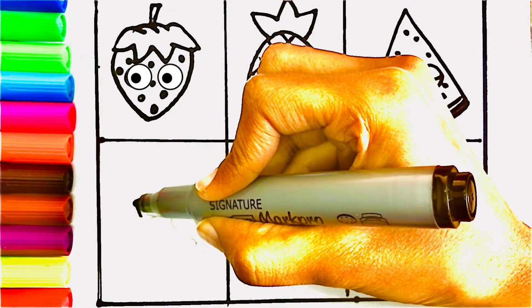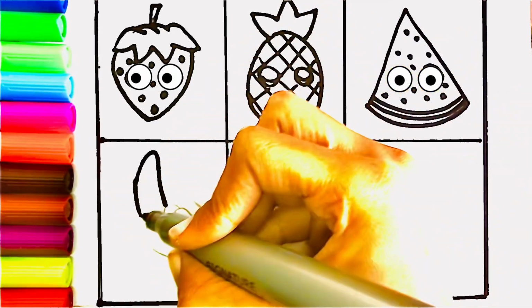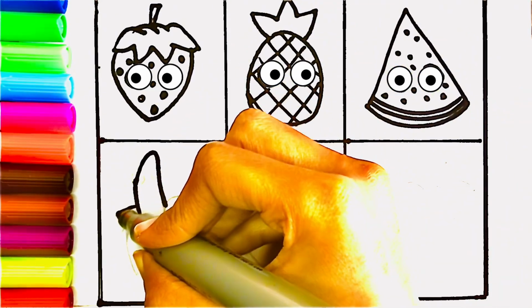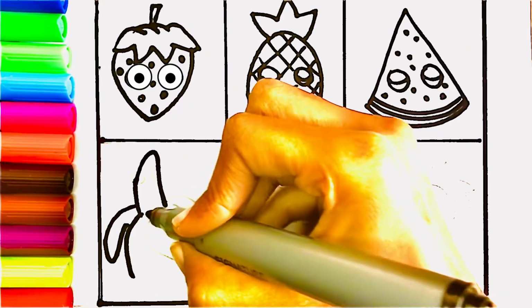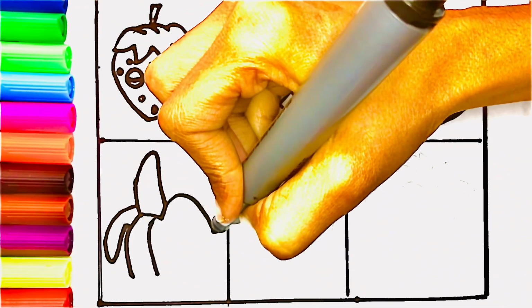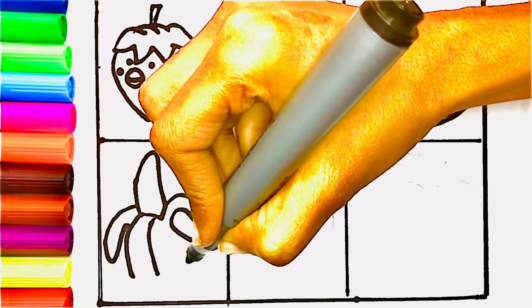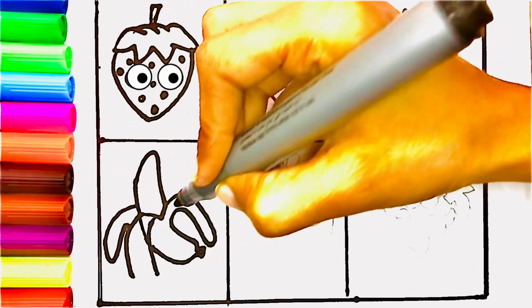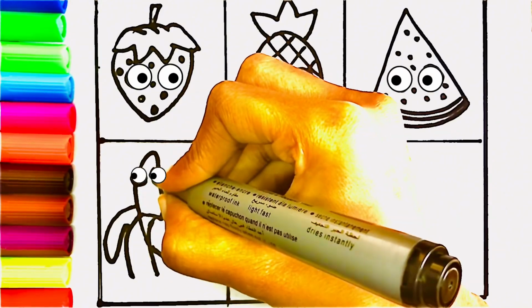And the fourth, I draw a banana. This is the open banana. This is the covering of the banana. This looks so cute. And I have done my banana drawing. And then I draw the eyes.